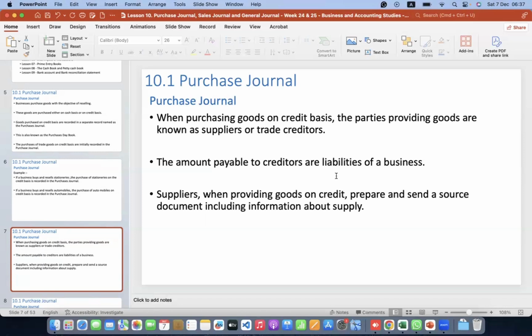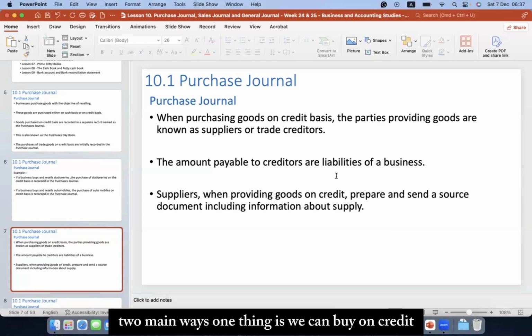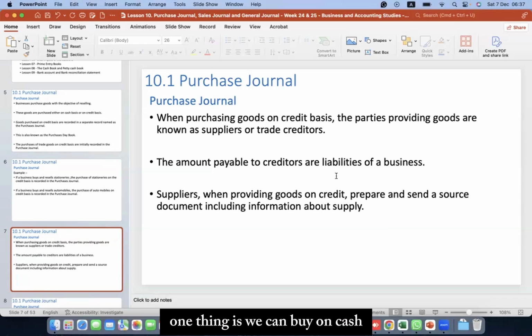Now when we purchase goods, we have two main ways. One thing is we can buy on credit, one thing is we can buy on cash.